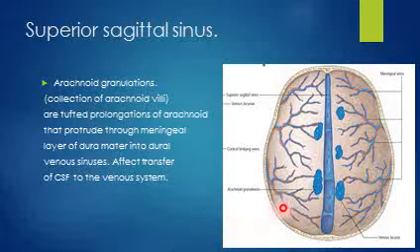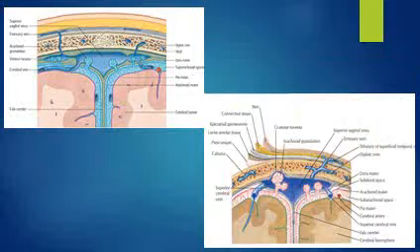In this diagram we can see these are venous lacuna and these are arachnoid granulations which are projecting into venous lacuna. Now this is cross section of the superior sagittal sinus, in which we can see triangular in cross section, and these are venous lacuna which open through minute openings into superior sagittal sinus.